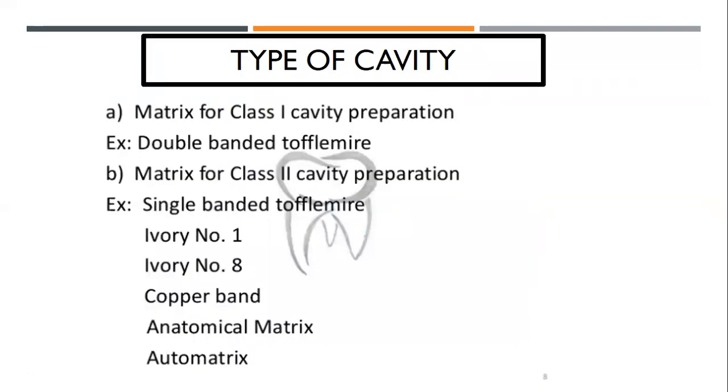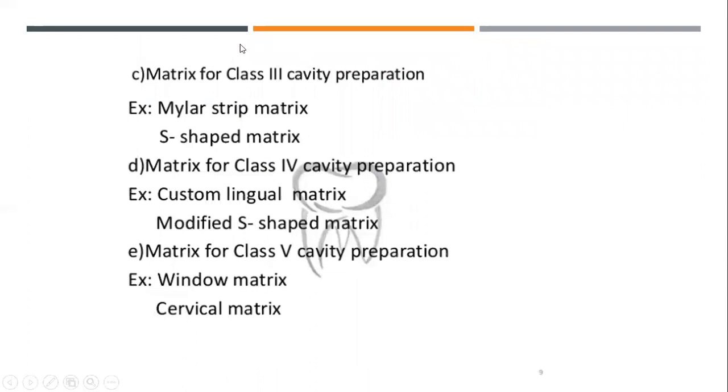Depending on the type of cavity, we have matrices for different types of cavities like class 1 cavity, class 2 cavity. For class 1 cavity, the most commonly used is the double-banded Tofflemire. Double-banded Tofflemire would be used for cavities which have a buccal extension. Then for class 2 cavity, we have the IVD number 1, number 8, the copper band, the anatomical matrix, and the auto matrix. For class 3 cavity preparation, we have the mylar strip and S-shaped matrix.